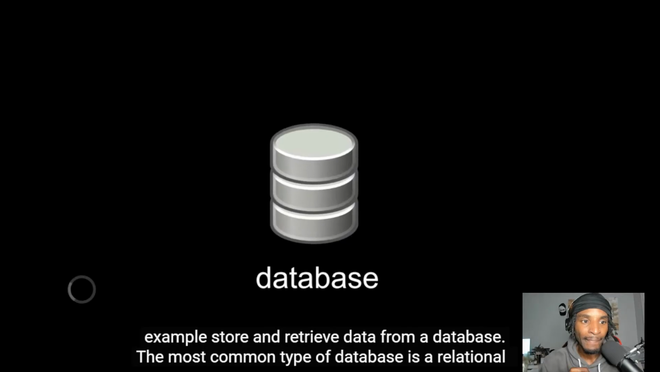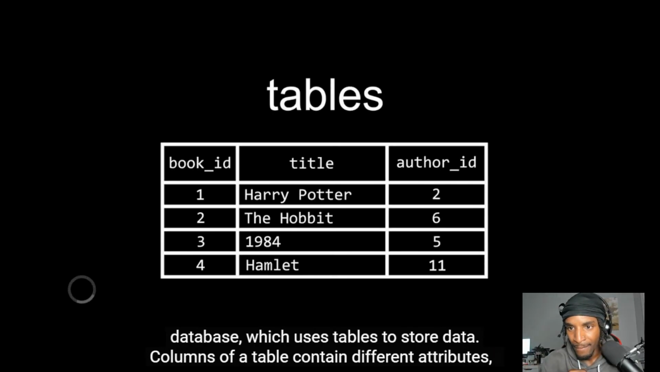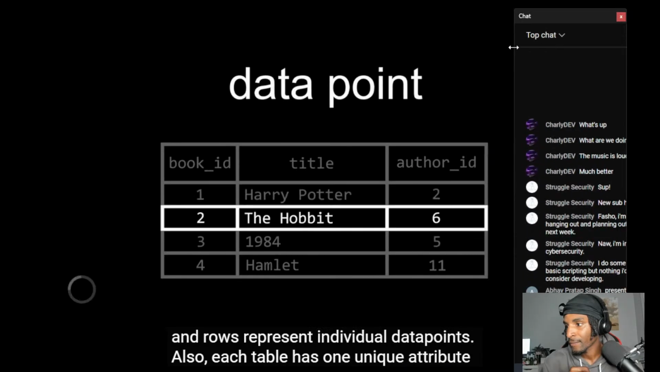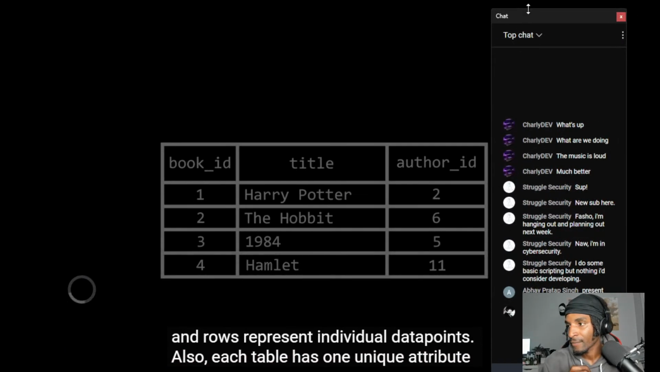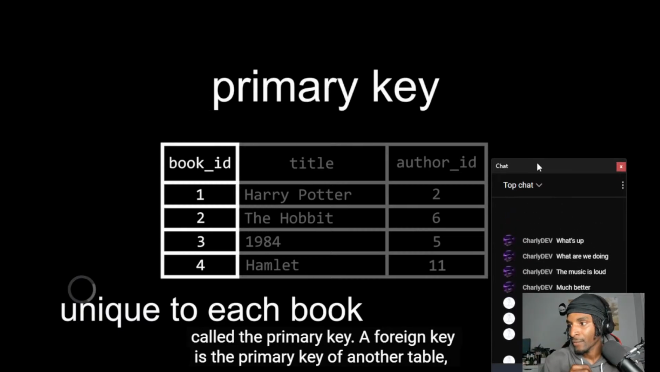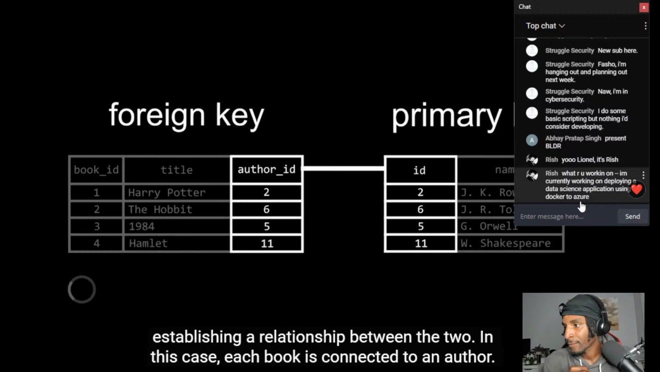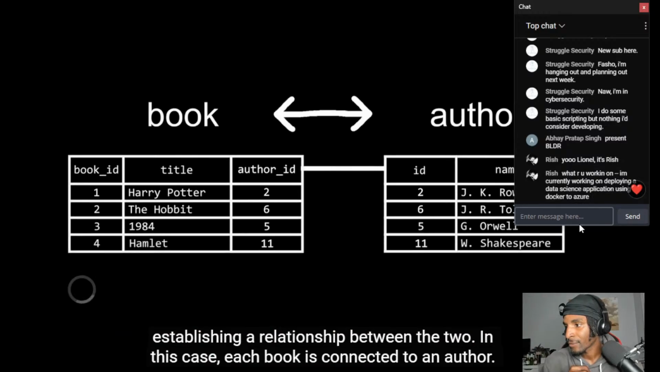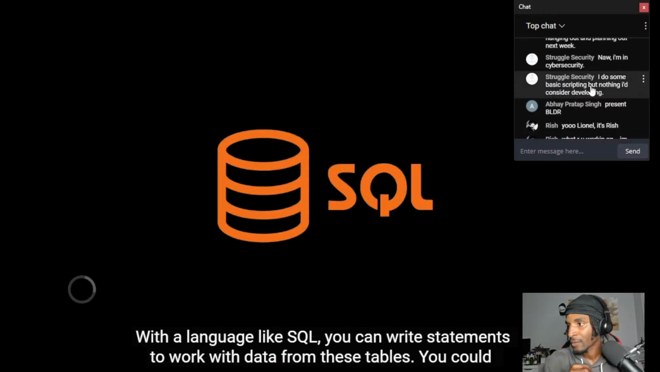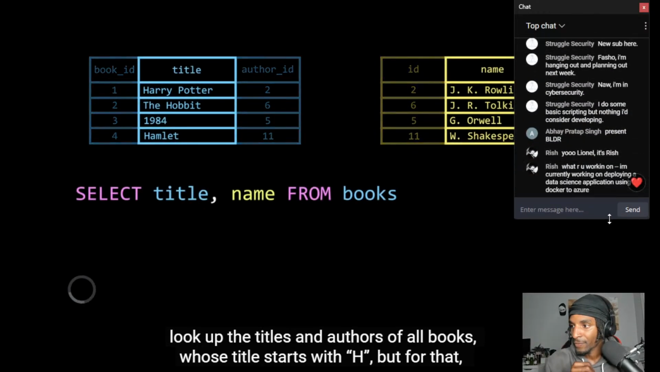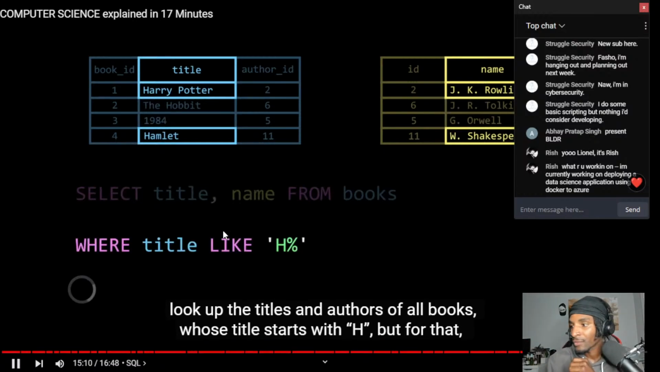The most common type of database is a relational database, which uses tables to store data. Columns of a table contain different attributes, and rows represent individual data points. Also, each table has one unique attribute called the primary key. A foreign key is the primary key of another table, establishing a relationship between the two. In this case, each book is connected to an author. With a language like SQL, you can write statements to work with data from these tables. You could look up the titles and authors of all books whose title starts with an H.